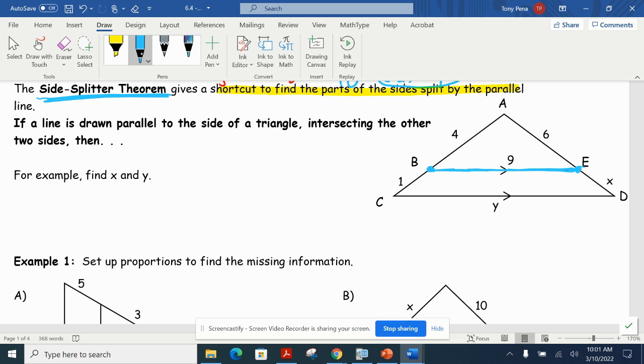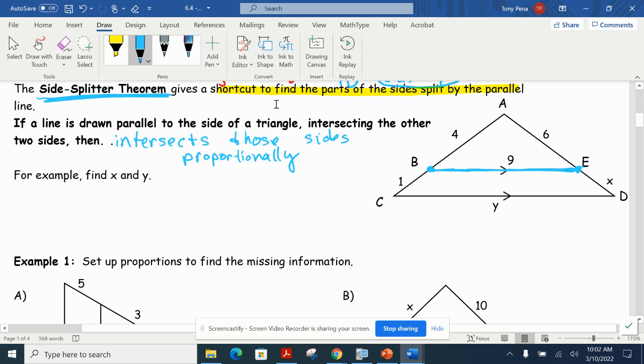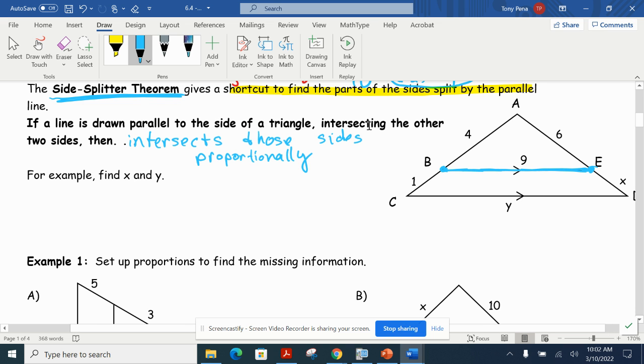So here's our sides that we're intersecting, and this line is obviously splitting that up to some degree. It says if a line is drawn parallel to the side of the triangle intersecting the other 2 sides, then it intersects those sides proportionally. All right, and then we'll talk here in a minute what that means and how that allows us to do a little bit of a shortcut.